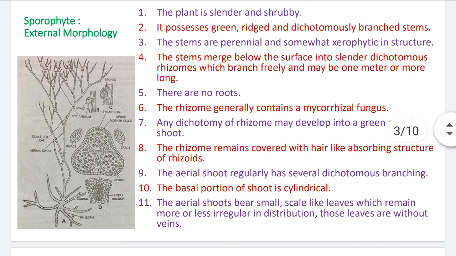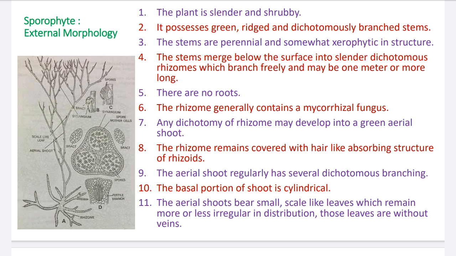Now the sporophyte external morphology. Sporophyte means what? Spore producing plant body. In case of pteridophytes, the sporophytic plant body is the dominant plant body. Okay, it is a long-lived plant body. It is a nutritionally independent plant body. It is a green autotrophic plant body. So the main plant body in the pteridophytes is the sporophytic. On the contrary, in bryophytes, the gametophytic plant body is the dominant plant body, but in pteridophytes, the sporophytic is the dominant plant body.